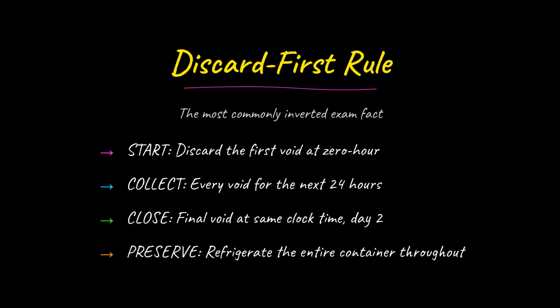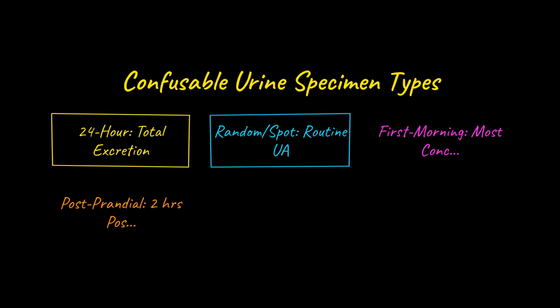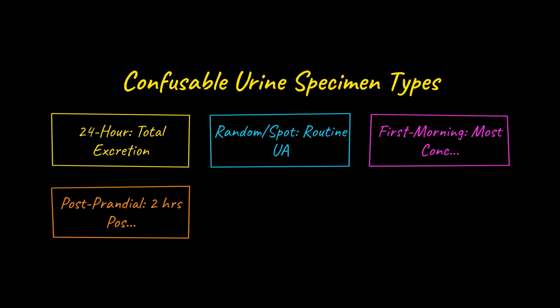Refrigeration applies to the whole collection, not just the last void added. Only the timed 24-hour collection answers questions about total daily excretion. Random urine suits routine urinalysis. First morning specimens are used for pregnancy or microalbumin screening, and postprandial specimens check glucose. Knowing which test requires which collection type is the core exam skill here.